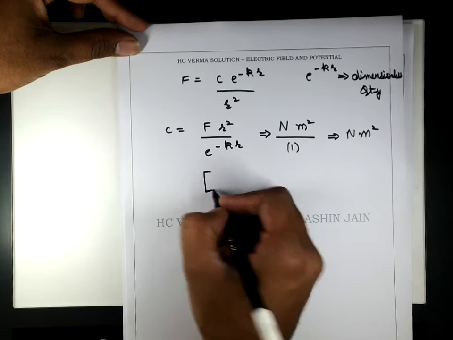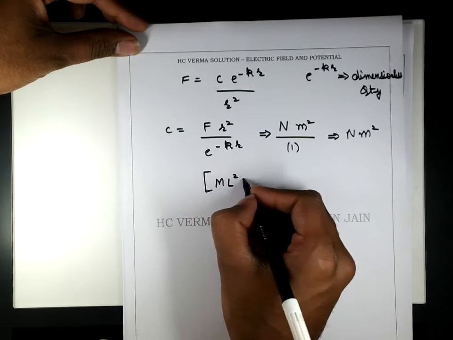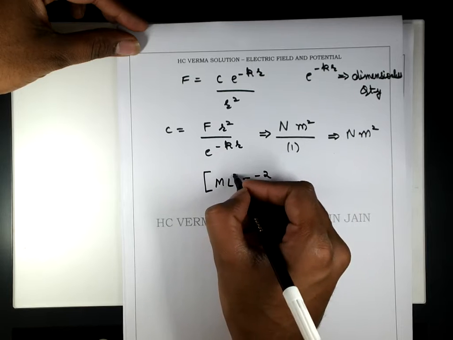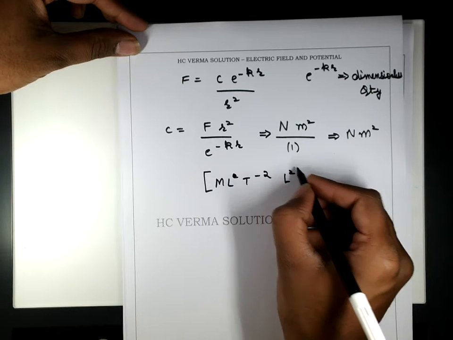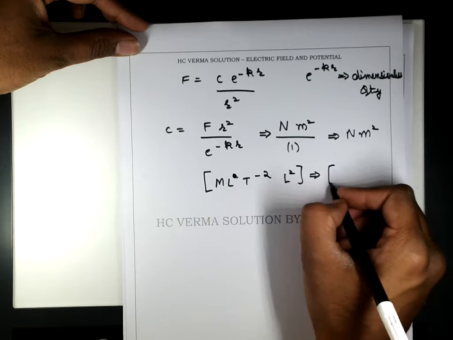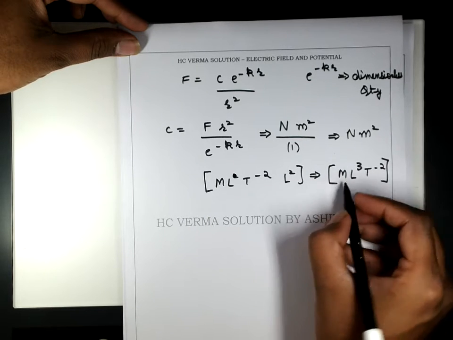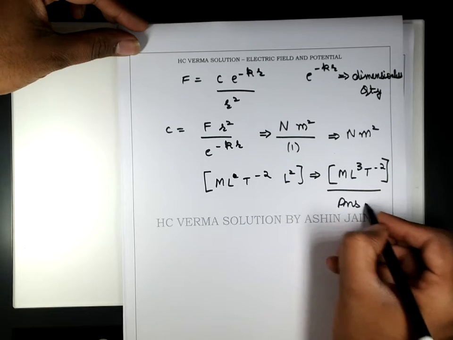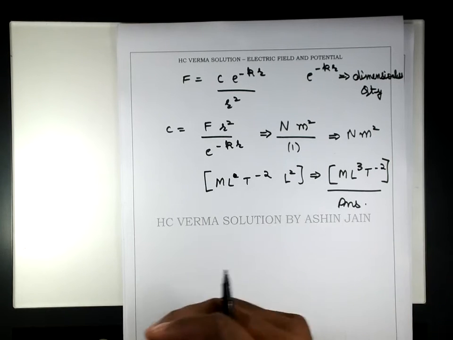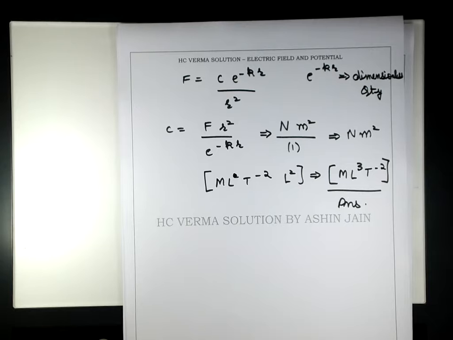and Newton can be written as M L T to the power minus 2, and meter squared can be written as L squared. So the complete dimensions come out to be M L cubed T to the power minus 2, which would be the answer to the first part. In the second part of this problem, we have been asked the value of C.